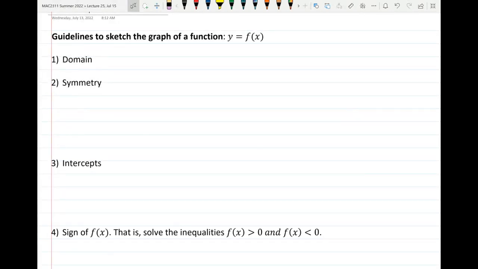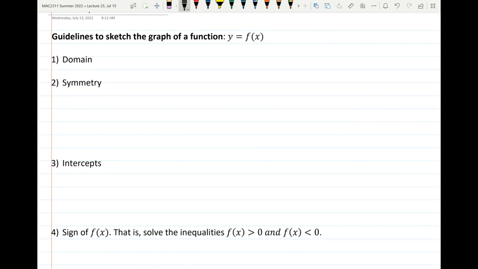Okay, so step number one, find the domain. Remember, when you want to work with a function, the first thing that you should do is figure out the domain because you want to know where the function is defined and where the function is not defined. Okay, so that's very important. So find the domain of a function.